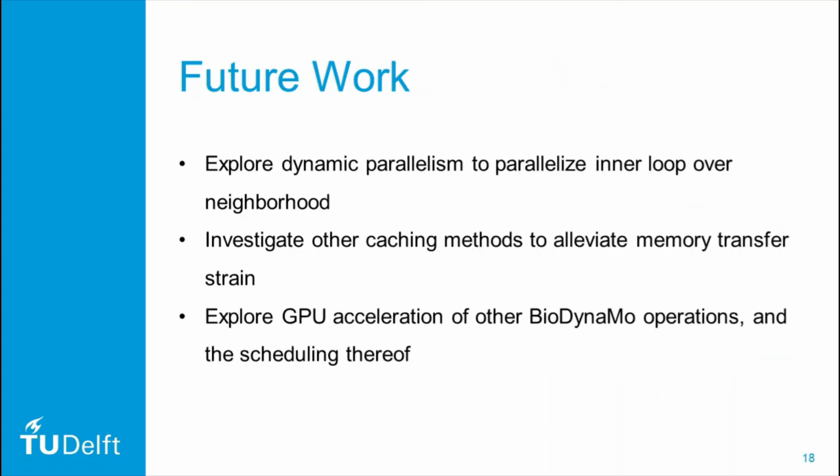For future work, we propose the following 3 avenues. Firstly, investigate dynamic parallelism to parallelize the inner loop over all neighbors of an agent. We hypothesize that increasing the thread granularity of the kernel will improve the performance. Secondly, we should investigate other caching strategies to alleviate the strain on memory transfer between the GPU and the GPU DRAM, since it became clear from the roofline model analysis that the kernel is memory bound.